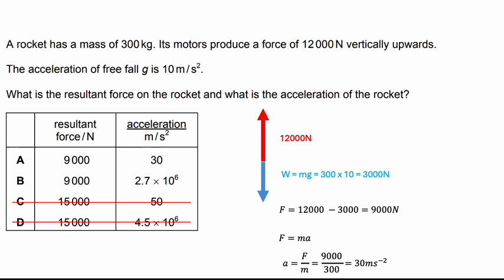9,000 newtons, which we calculated before, divided by 300 kilograms given in the question. And that is going to give me 30 meters per second squared. Whoops, which is the answer A. I'm not sure why my line's gone there. It's meant to be scoring out B, but I'm sure you can work that out yourselves. Okay, answer here is B.